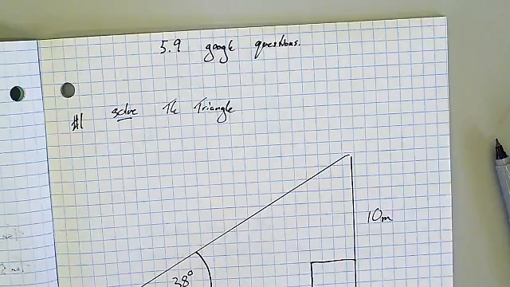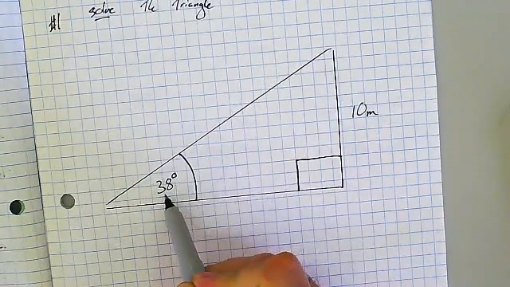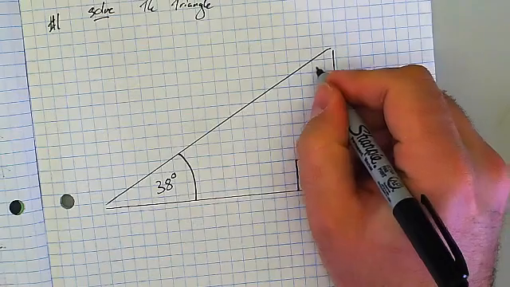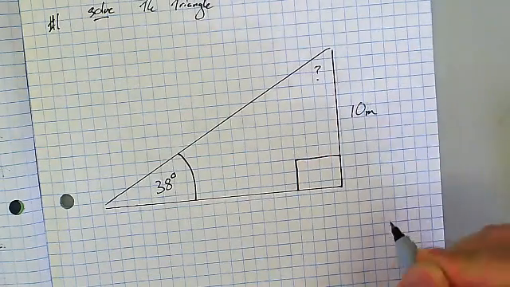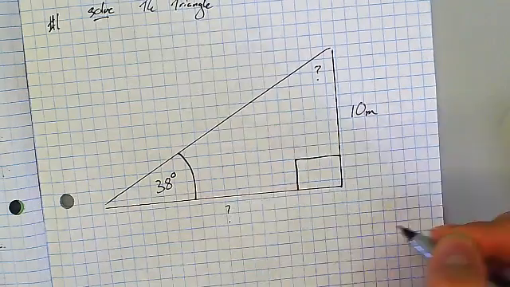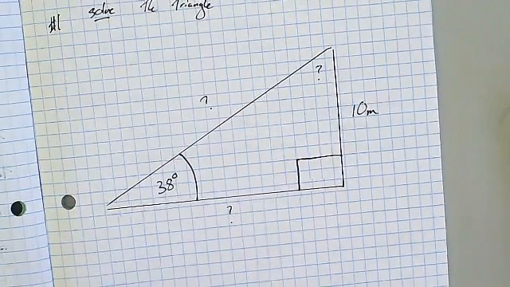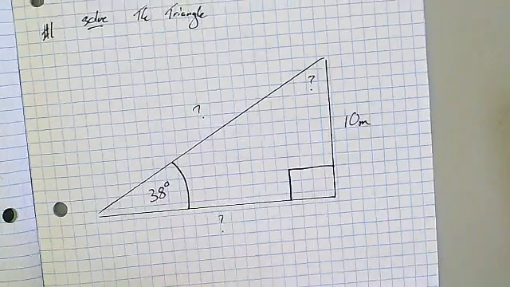Because of this, there's only one question for 5.9, and it is to solve the following triangle. We know there's an initial angle of 38 degrees. You need to find the uppermost angle. We know the side length is 10. You have to find the bottom side length and the longest side length.